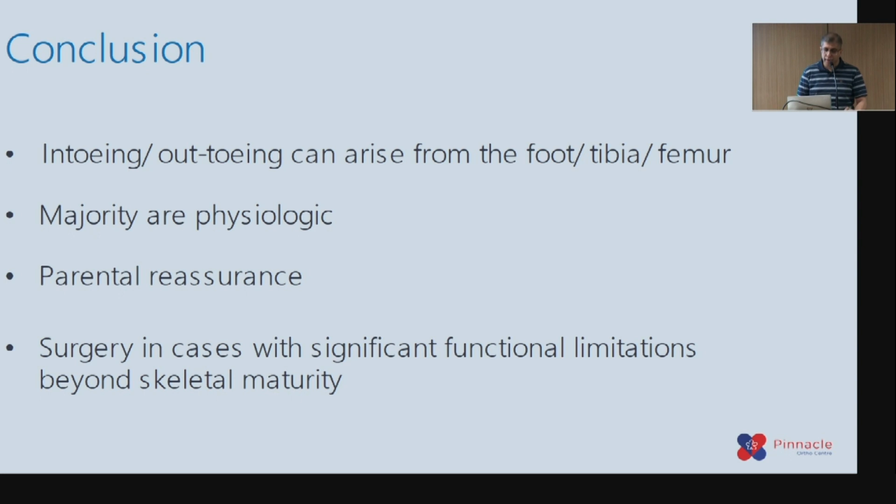So to conclude, intoing and outtoing can arise from the foot, tibia, and femur. You have to evaluate from which segment of the lower limb it is arising from. Majority are physiological and are going to resolve with age. The clinician should be aware of the natural history. And surgery is reserved for cases where significant functional limitations persist beyond skeletal maturity.